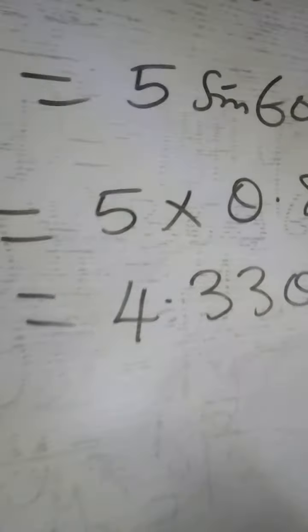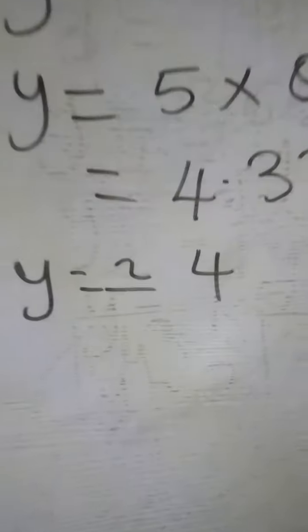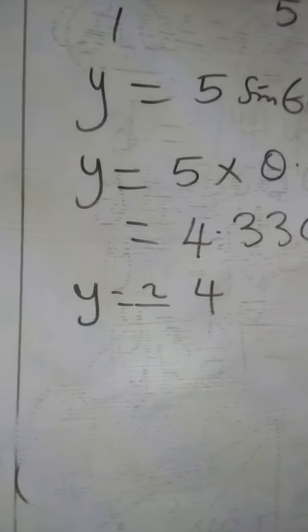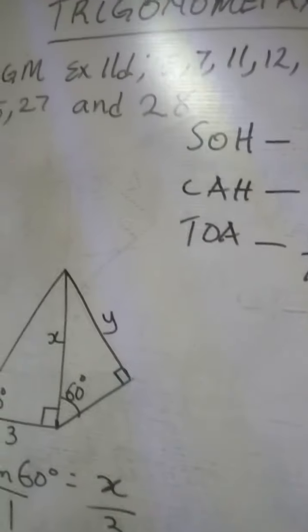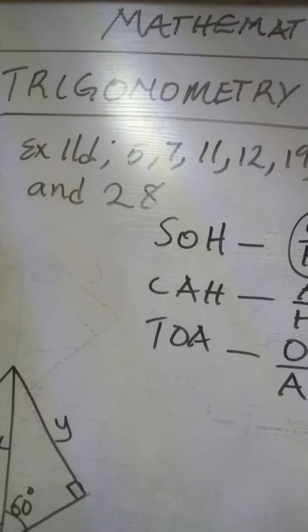So what do I have here? y equals 5 times whatever sine 60 is. That is 0.8660, and when you multiply by 5, it gives 4.3301. And you can say y is approximately equal to 4. So we are done with question 27. Now we move over to the last question there, which is question 28.